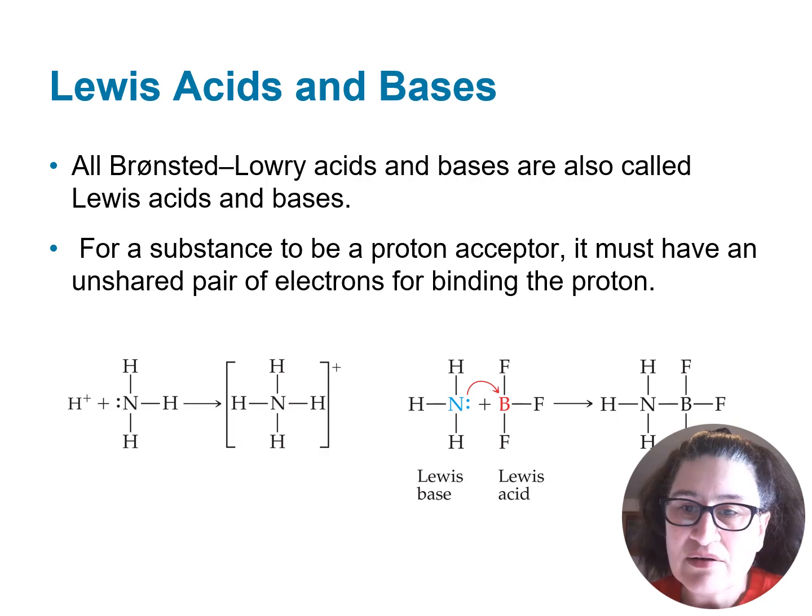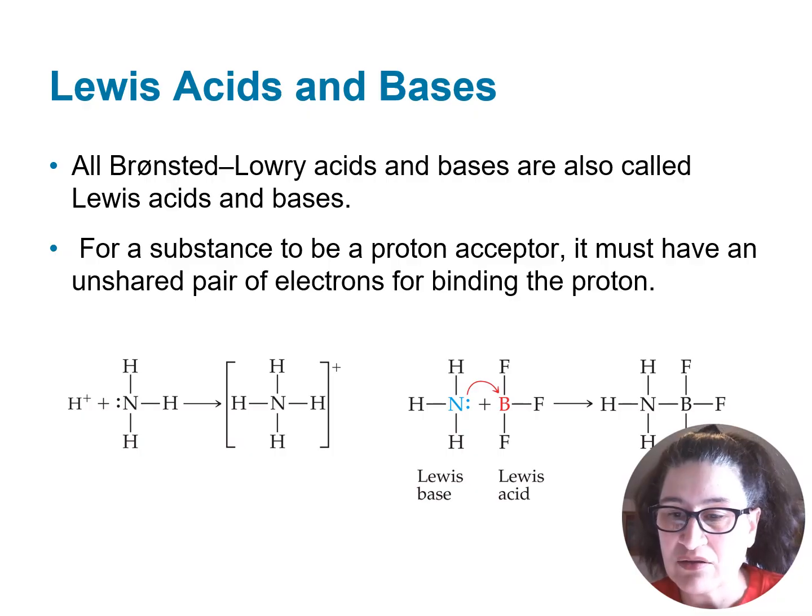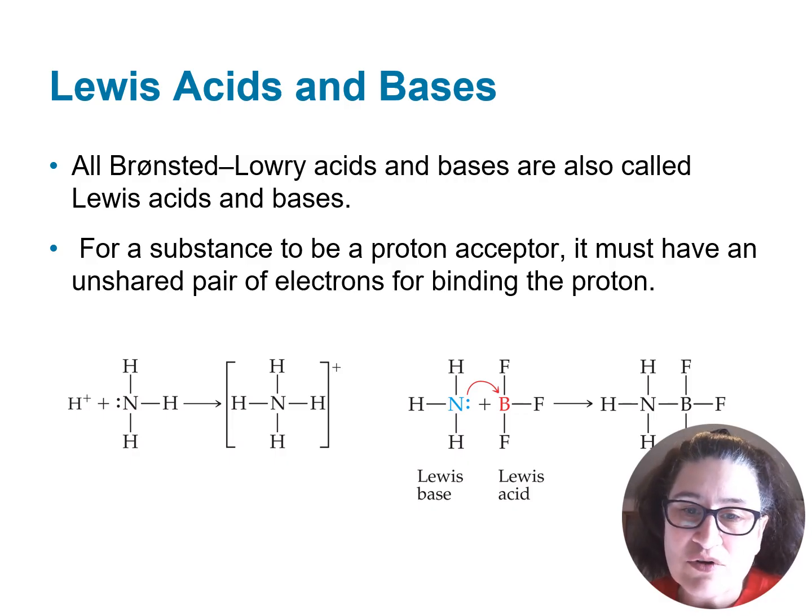Now, all Bronsted-Lowry acids and bases are also Lewis acids and bases, because we talked about how those are the same kind of thing, but looking at it from the opposite way. Instead of being a proton donor, you're an electron pair acceptor. For a substance to be a proton acceptor, we also mentioned in the slide before that it has to have an unshared pair of electrons in order to accept that proton. So in this case, we can see NH3 has this lone pair of electrons, and here it accepted the hydrogen, so now it's making NH4 plus.